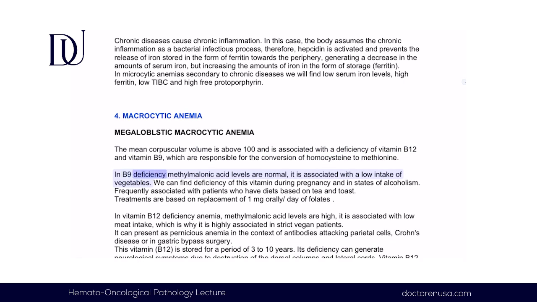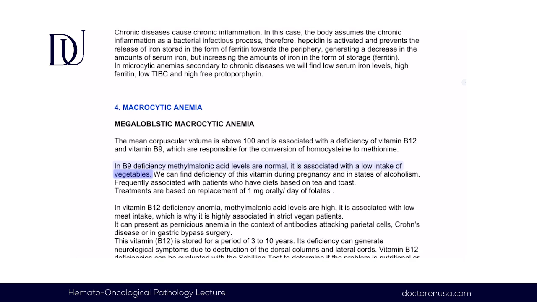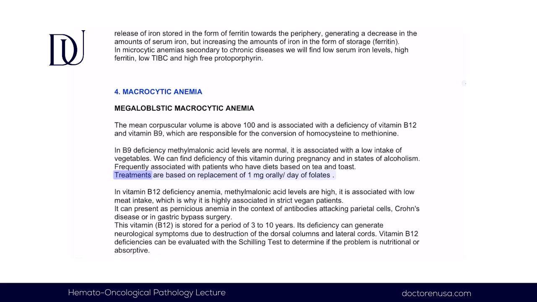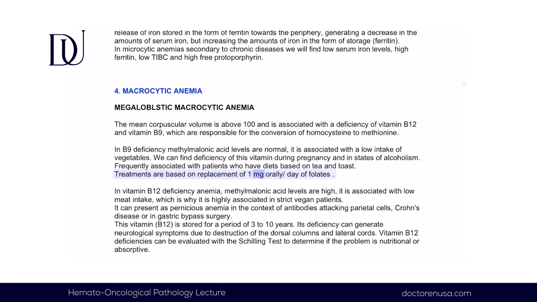In B9 deficiency, methylmalonic acid levels are normal. It is associated with a low intake of vegetables. We can find deficiency of this vitamin during pregnancy and in states of alcoholism. Frequently associated with patients who have diets based on tea and toast. Treatments are based on replacement of 1 mg orally/day of folates.